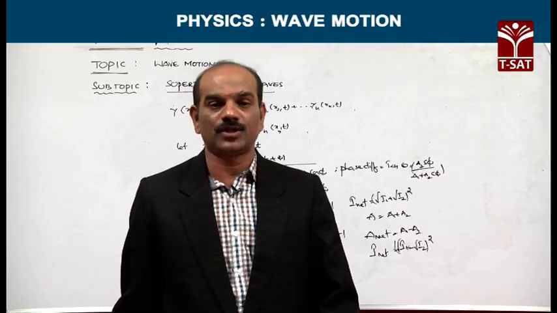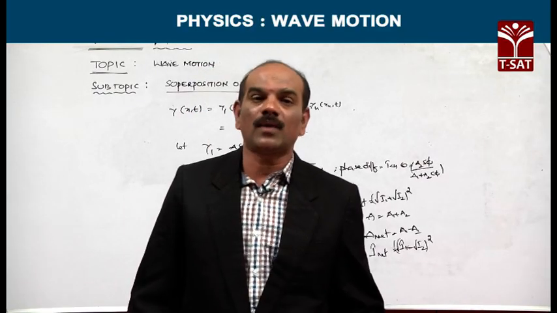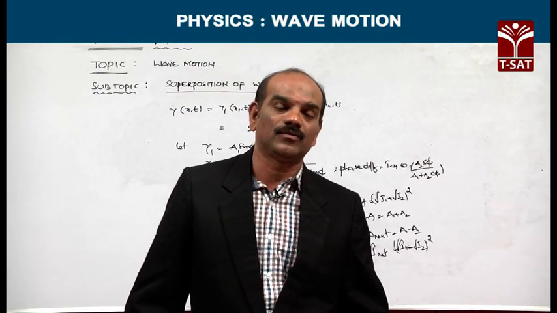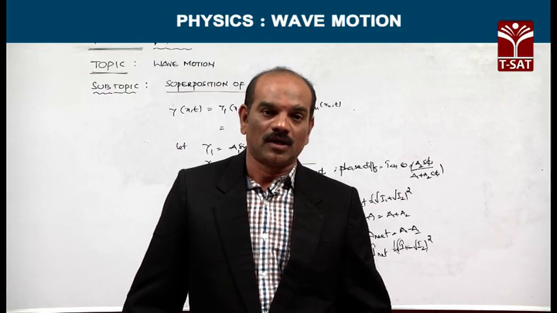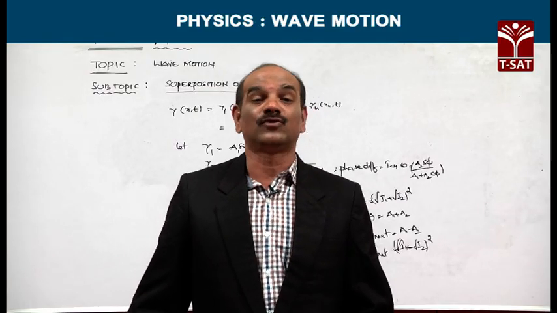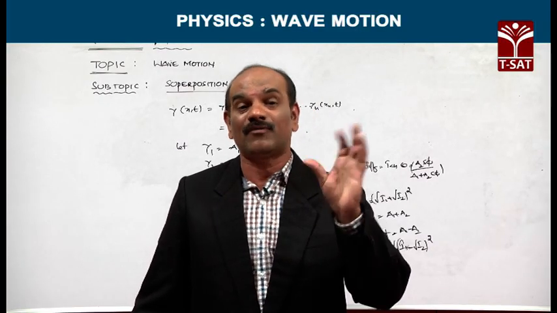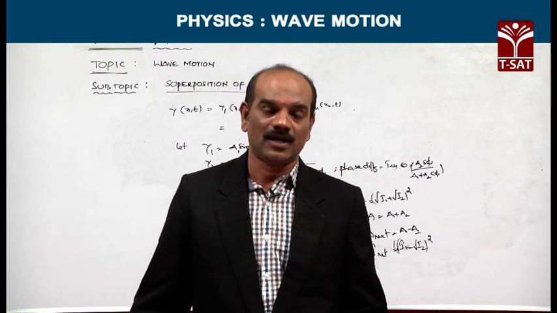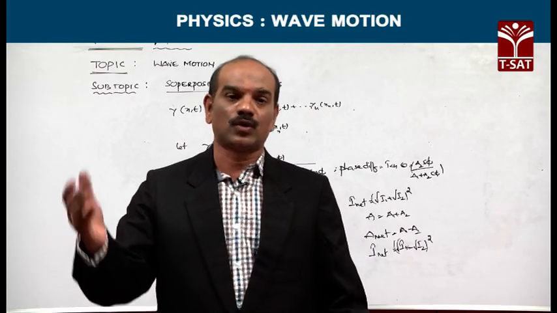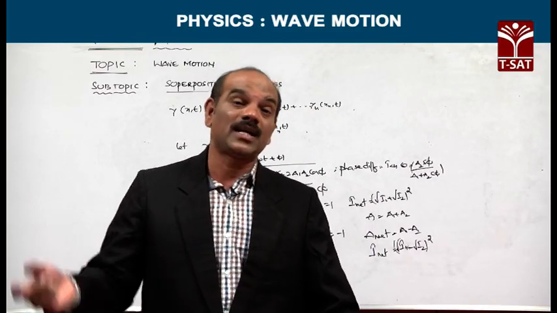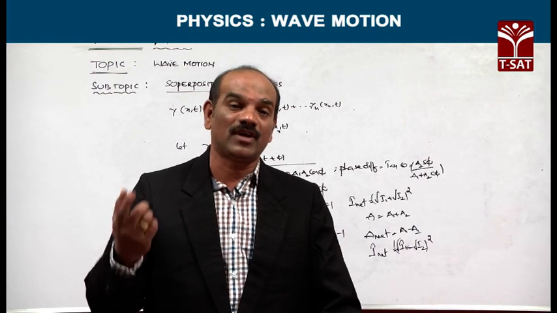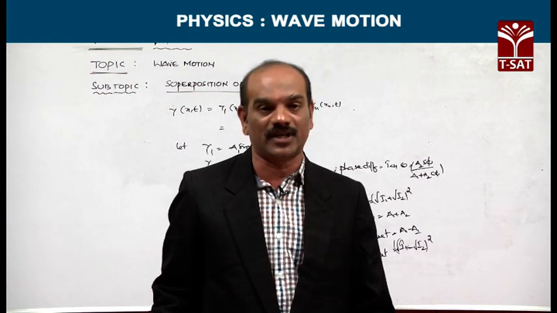Let us see superposition of waves. When two or more waves are traveling in the same medium and superpose each other, the resultant displacement of those waves is equal to the vectorial sum of the displacements of the individual waves. That means, if two or more waves are superposed one upon the other, the resultant displacement of the resultant wave is the vectorial sum of their individual displacements.